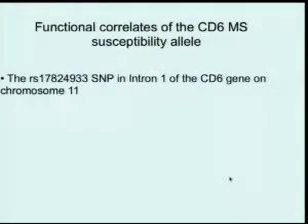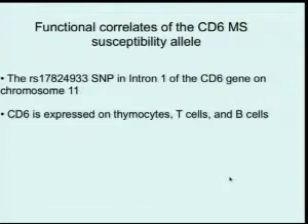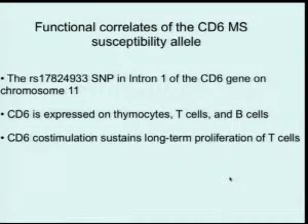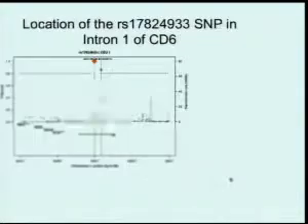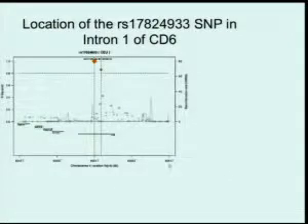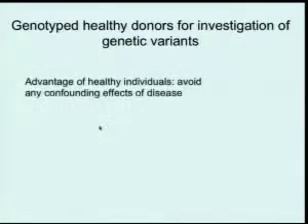CD6 is particularly interesting. The particular SNP is on intron 1 of the gene on chromosome 11. It's only one haplotype, so we know it's in the CD6 gene. It's expressed on thymocytes, T cells, and B cells. CD6 co-stimulation sustains long-term proliferation of T cells. And its ligand is ALCAM, which is expressed on B cells, activated T cells, and dendritic cells. Here's the actual locus. You can see the haplotype block. Here's the SNP, the p-value is 10 to the minus ninth, and clearly in this one gene region.